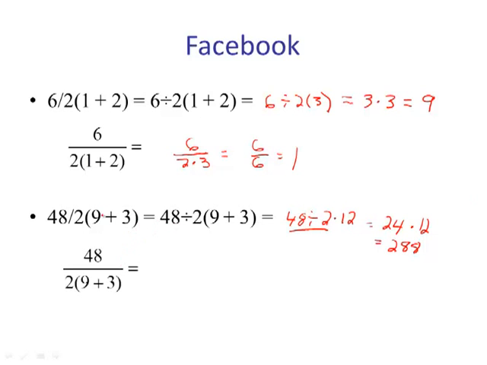Now again, this expression is not the same as this one, so we're going to get different results. This one, we would have to add the parentheses first. So we get 9 plus 3, which is 12. Now we have to multiply before we divide. So 2 times 12 is 24. 48 divided by 24 is 2. So we get different answers just by having the division line in a different area.